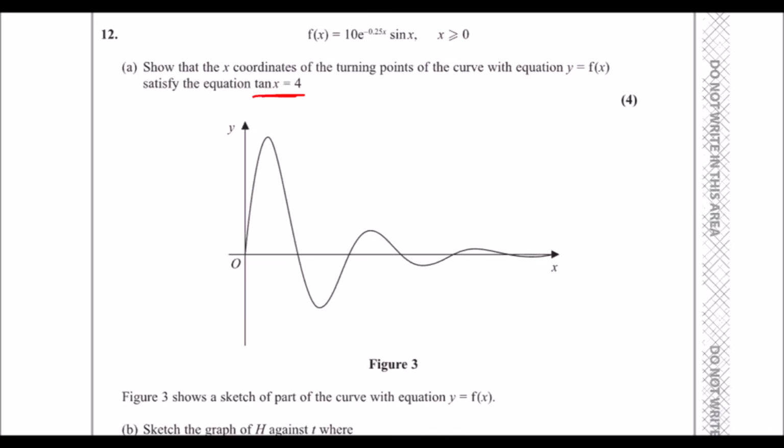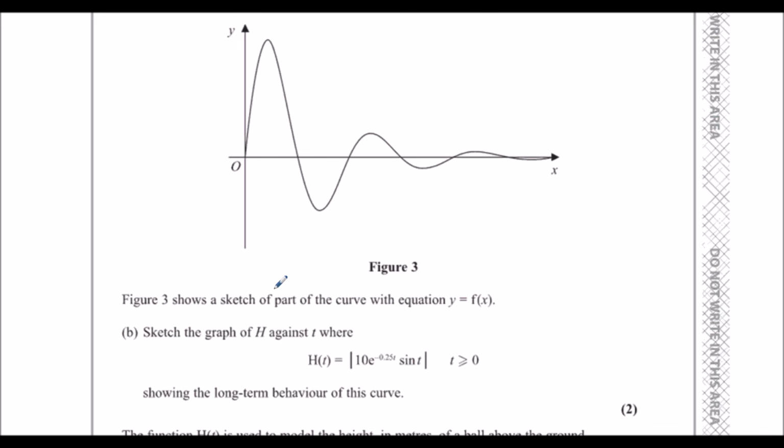Tan x equals 4. Okay, so now we're looking at the graph. Figure 3 shows a sketch of part of the curve with equation f of x. So that's the curve we started with. Sketch the graph of h against t, where h of t equals the modulus of this function. So x has been changed to t, but it's just the same function, but the modulus, so it's always positive. Everything below the x-axis is going to be reflected above it. So all of the curves will be above the x-axis. So they're higher every time, and they'll get smaller and smaller.